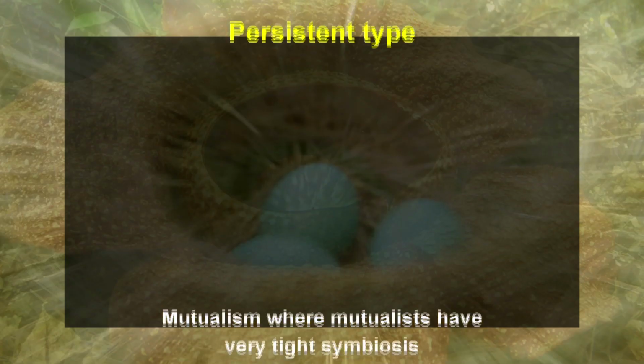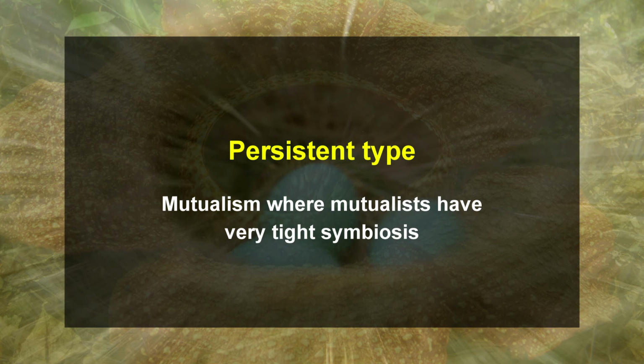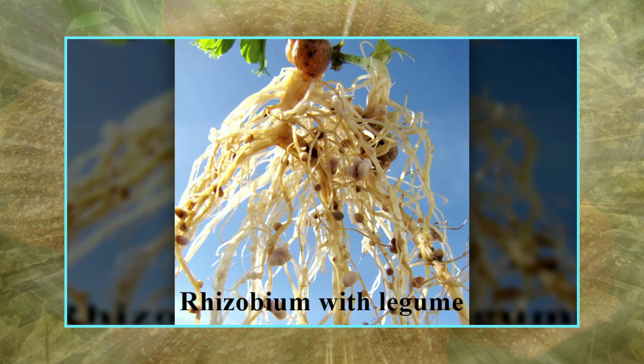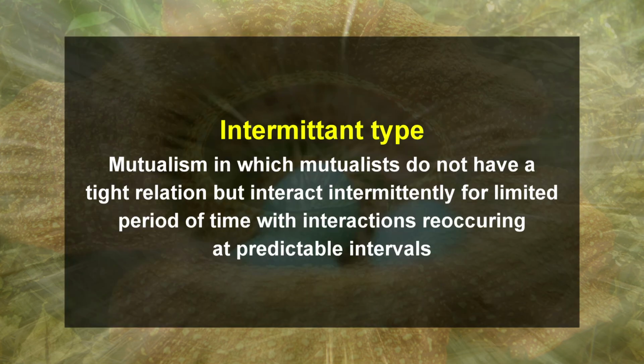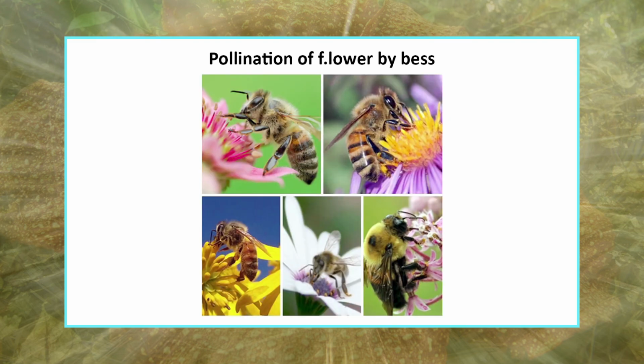There are 4 types of mutualism. Number 1, persistent type. Mutualism where mutualists have very tight symbiosis. For example, Rhizobium with legume. Number 2, intermittent type. Mutualism in which mutualists do not have a tight relation but interact intermittently for a limited period of time, with interactions reoccurring at predictable intervals. For example, pollination of flowers by bees.